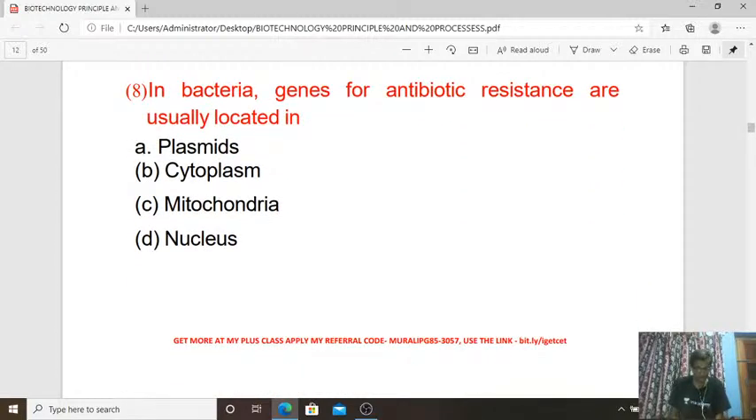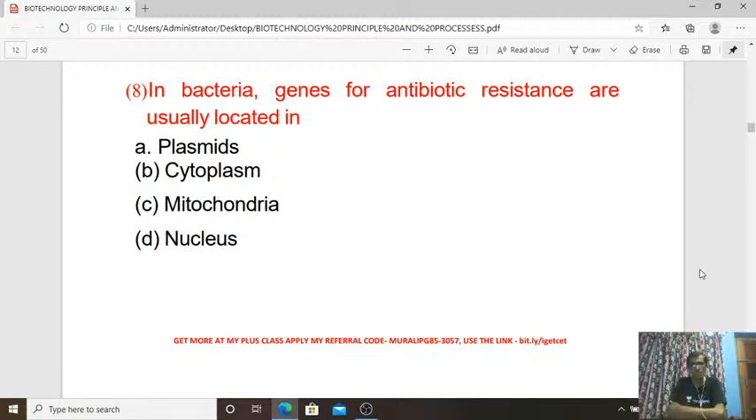Next, the 8th one. In bacteria, genes for antibiotic resistance are usually located in which area? Plasmid, cytoplasm, mitochondria, nucleus.